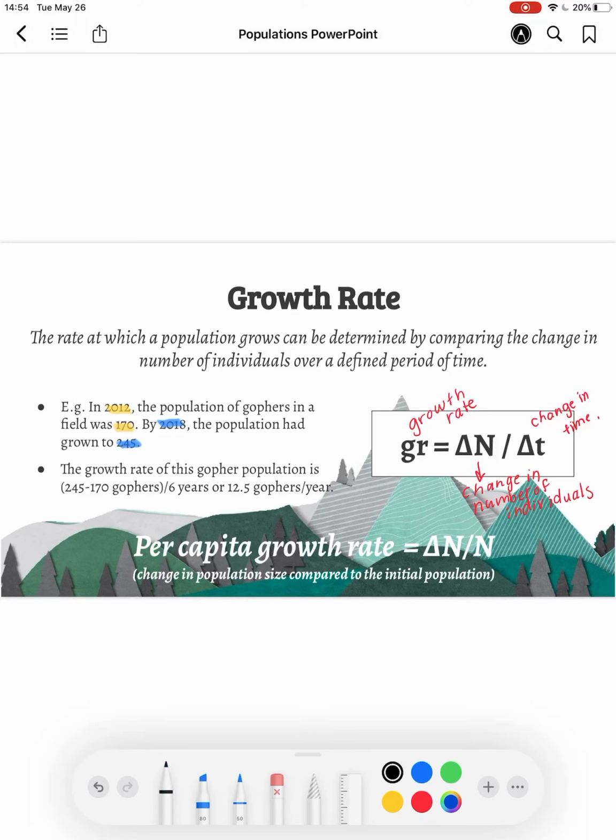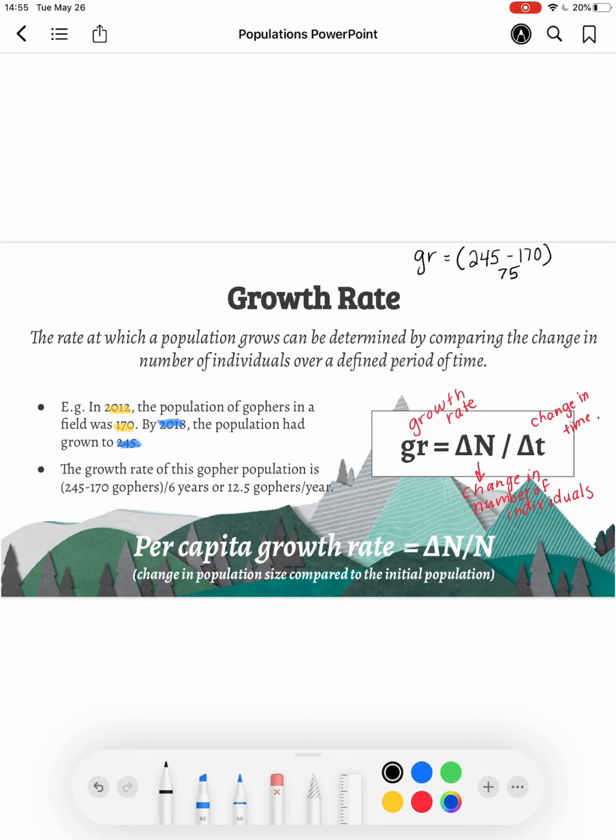They're telling us that if we wanted to figure out the growth rate, we would write GR is equal to the change in the number of individuals. Our change in number of individuals is whatever we ended with, which in 2018 was 245, minus however many we started with, which is 170. Because if we subtract those two numbers, it's going to tell us how many individuals were added to the population. So that's 75.